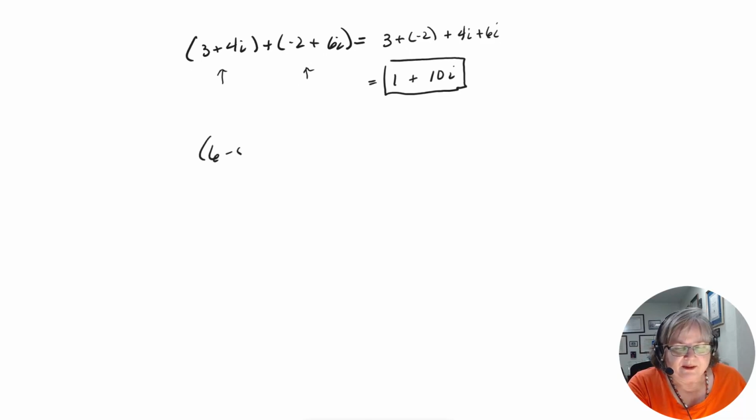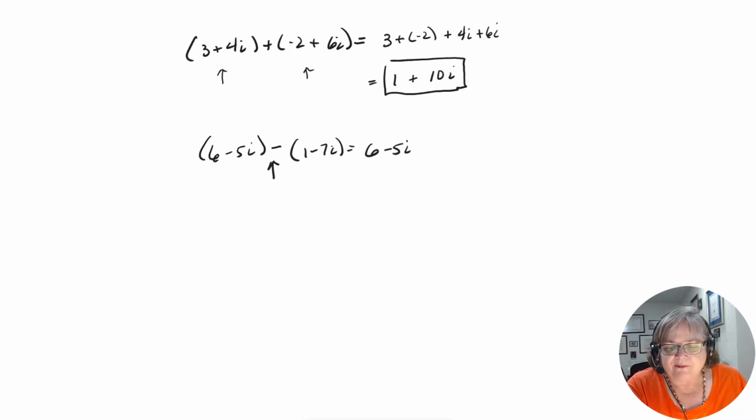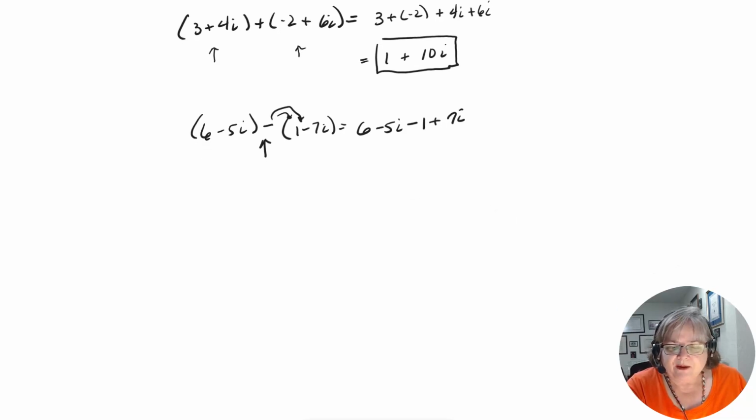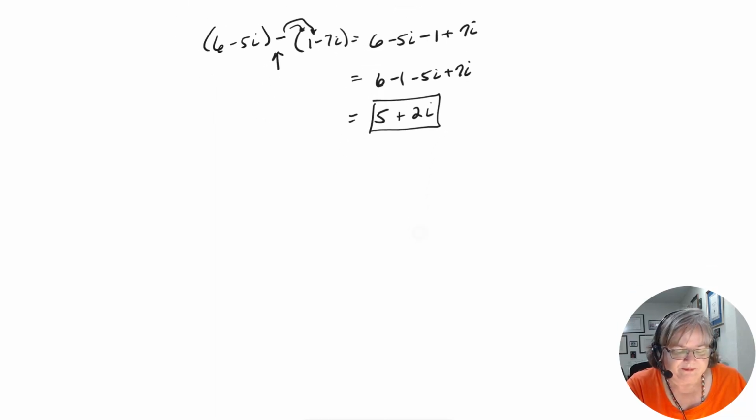Likewise, if you have 6 minus 5i and subtract 1 minus 7i, this subtraction is going to distribute. So you'd have 6 minus 5i minus 1 plus 7i, because this is going to distribute just like it always has. Then you combine your 6 and your negative 1 and your minus 5i and your 7i, and you would get 5 plus 2i. You hanging in there? All right. You can multiply.